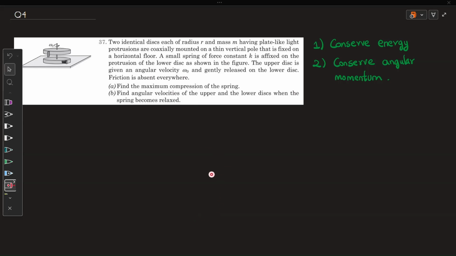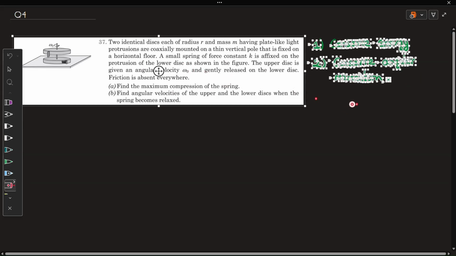Now this question has some external protrusions. Between these two protrusions there is a spring placed. If you just release this, due to gravity this comes down, and this is initially moving with an angular velocity omega naught. This moves relative to this. There is no friction, so we can conserve energy. No other external force, no other work done, so we can conserve energy at first. Also, there is no external torque, so we can conserve angular momentum in this question. We have to find out these 2 points.